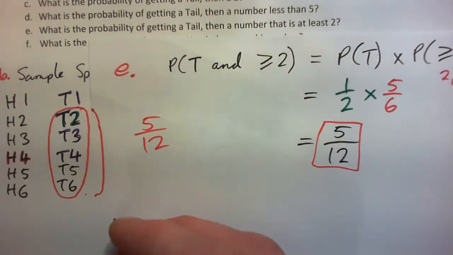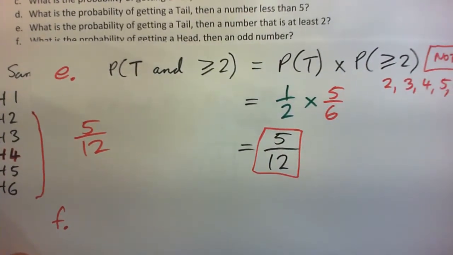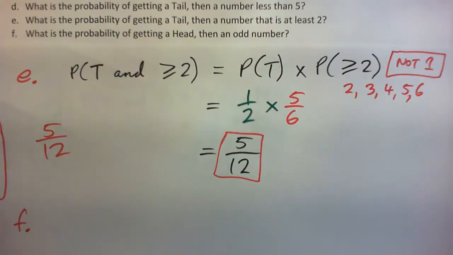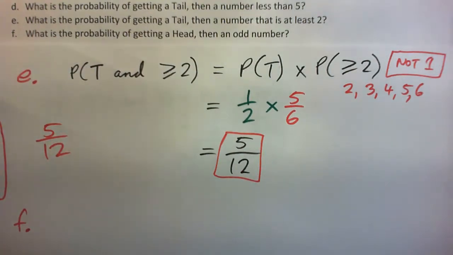So part F. I don't know my alphabet. Do part F on your own. Press pause on the video and do F all by yourself. What is the probability of getting a head, then an odd number? Press pause and do part F.